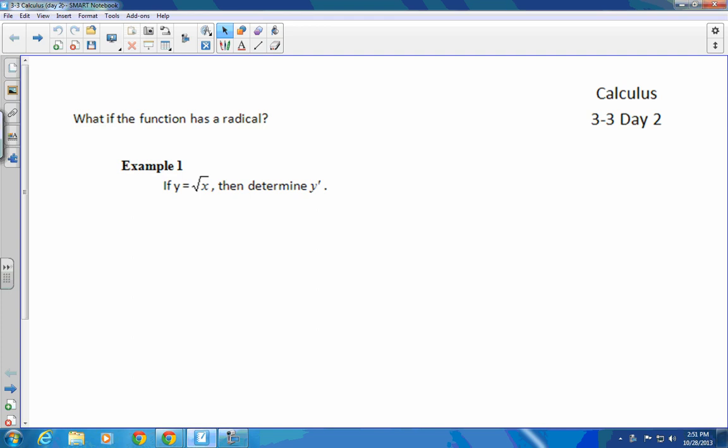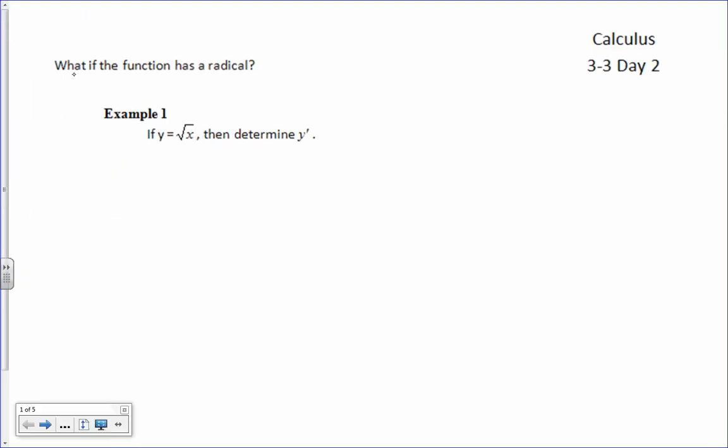So the shortcuts continue. But today we're going to say, what if the function has a radical? Now, we actually did this one a while back using the definition. We had used the conjugate, and it got kind of weird. And so we're going to try and actually use a shortcut.